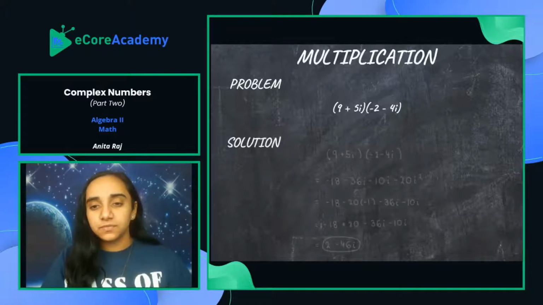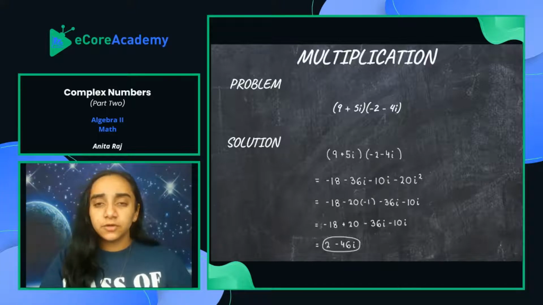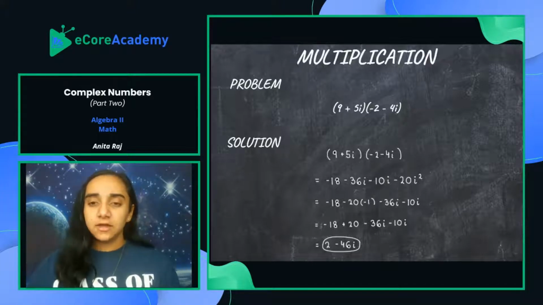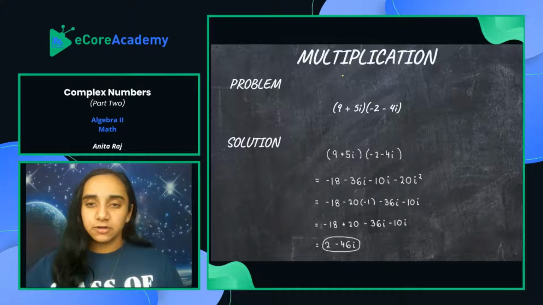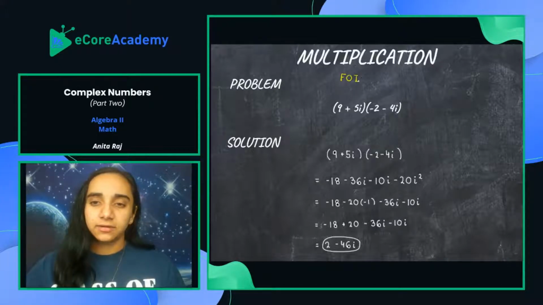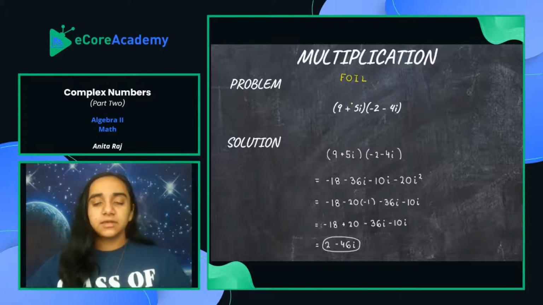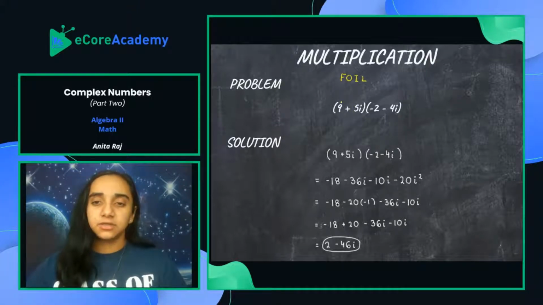Here's the solution. It's actually quite simple. You just want to FOIL. So remember, FOIL means first, outer, inner, last. So I'm just going to write FOIL up here. I know this is a method that kind of your parents learned, but I think it's important to remember. So first means we multiply 9 times the negative 2.